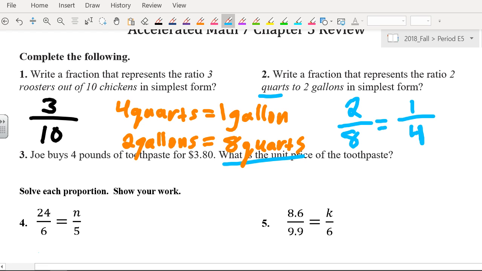Yay. Alright, Joe buys 4 pounds of toothpaste. I don't know why, but he did. What is the unit price of the toothpaste?